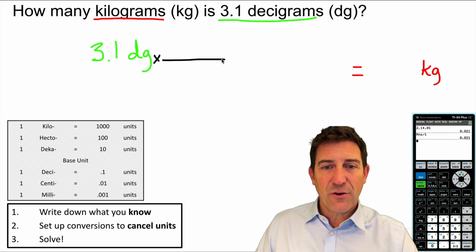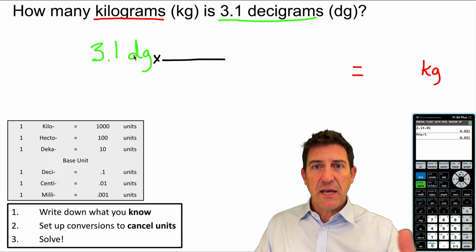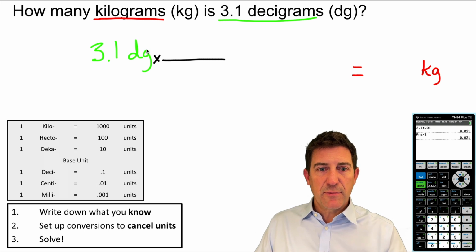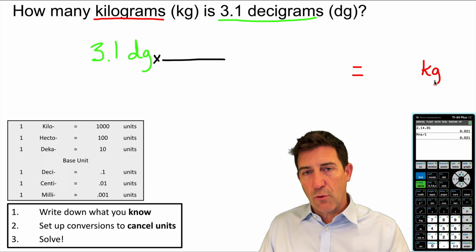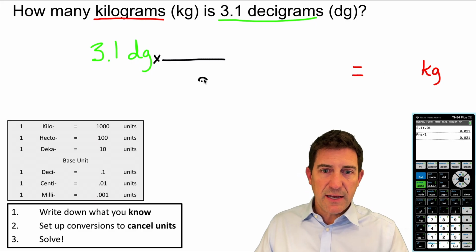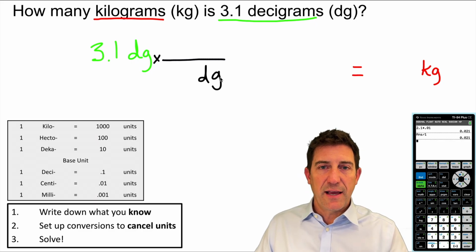Well, what if I don't know what conversions to use? That's okay, because I don't want decigrams in my answer. See, decigrams here, don't want it there. The only way to get rid of it is to put it down here in a conversion factor to cancel the units. Then I say to myself, what can I turn decigrams into? And then I would put it here.